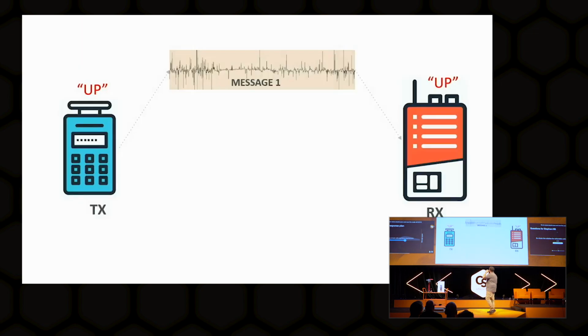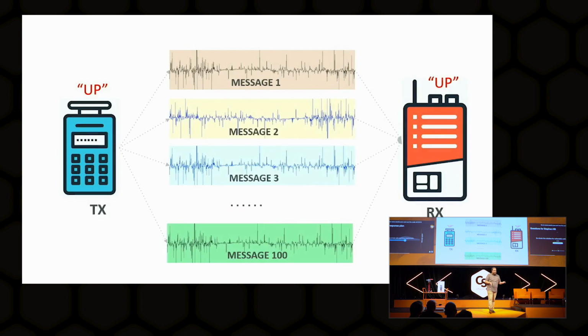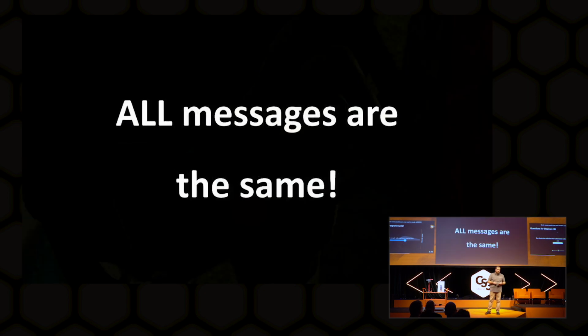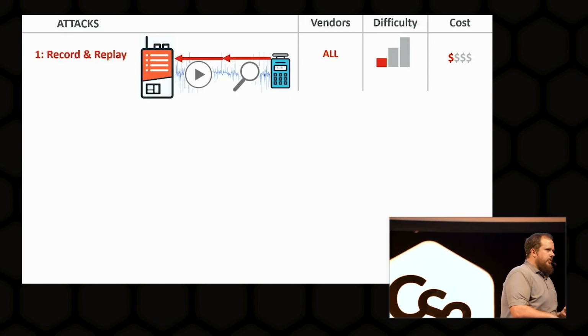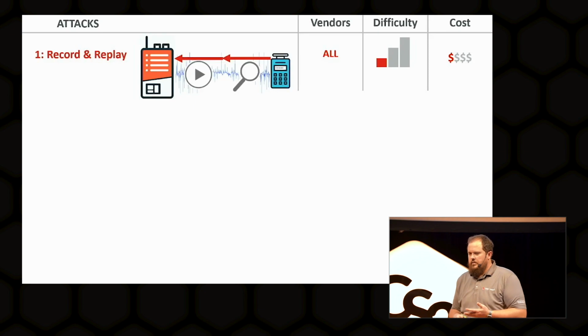One of the things that we noticed was we decided to capture multiple signals. So message 1, message 2, message 3, message 100. What we noticed for most of the vendors that we were looking at, all the messages were exactly the same. If you were always pressing down, the signal was always exactly the same. The command, the byte strings, everything matched. So on all the vendors that we tested, replay attacks worked. So very cheap, pretty effective, easy to move.